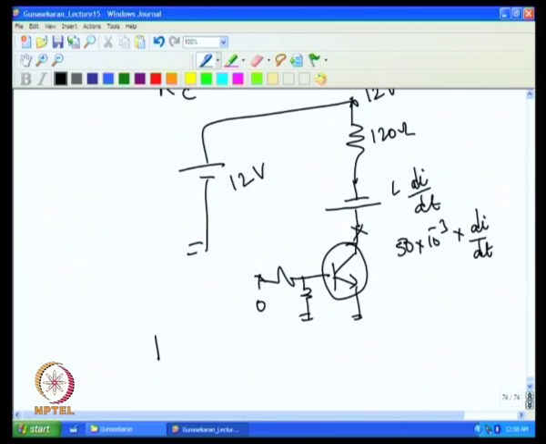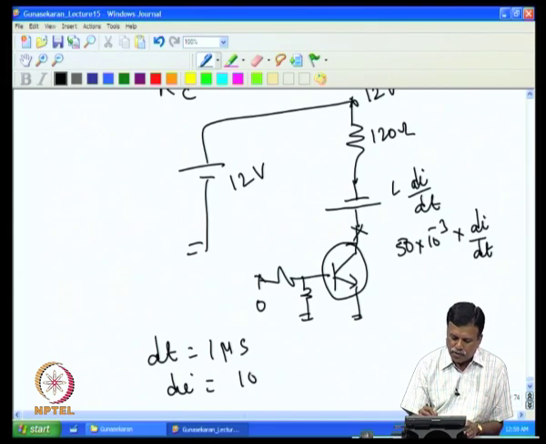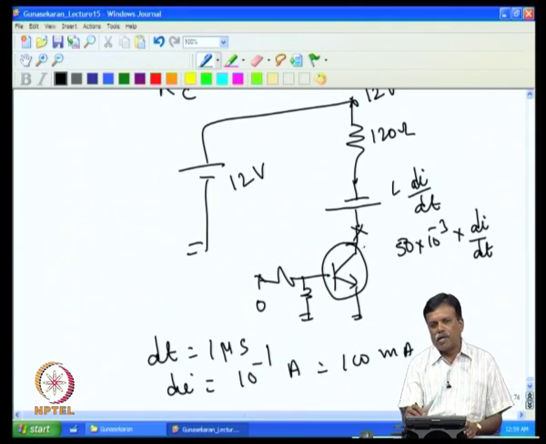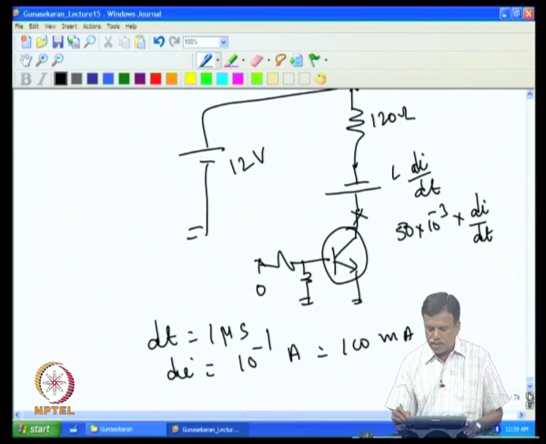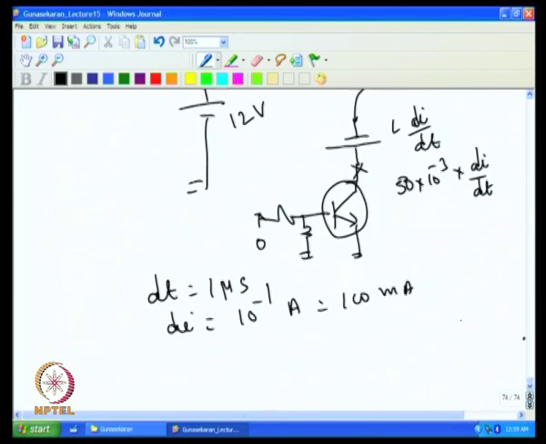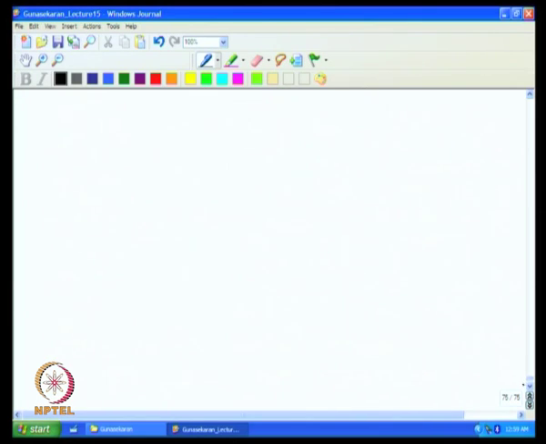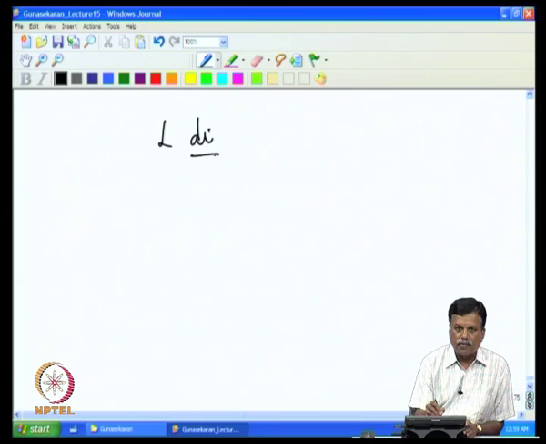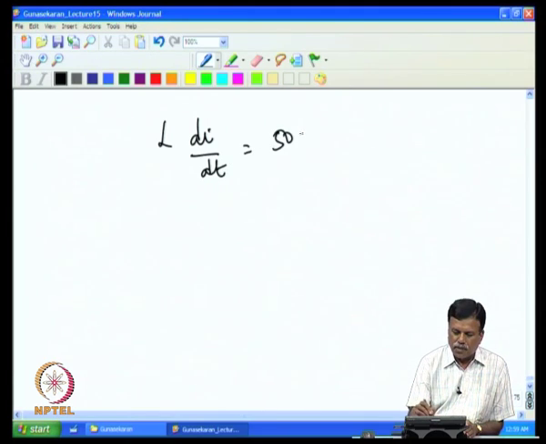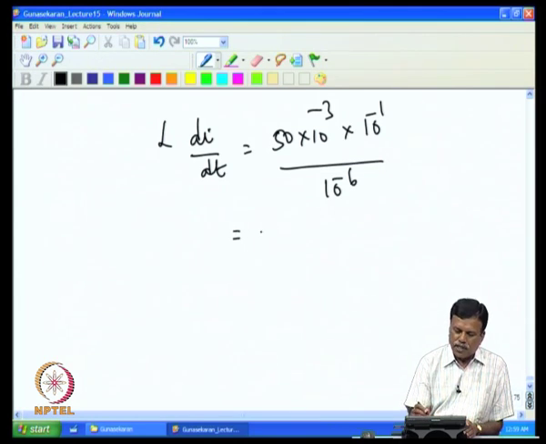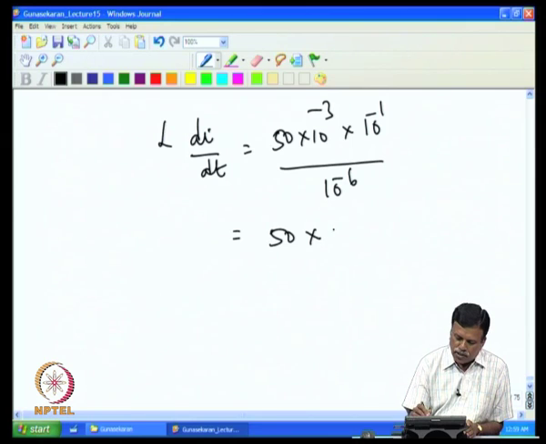So, if the switching off time, that is dt, is 1 microsecond, then the current change is 10 power minus 1 amps, because that is equal to 100 milliamps, because the relay current is 100 milliampere. We are trying to switch off 100 milliampere current in 1 microsecond. So, if you calculate L dI by dt, with 50 milli Henry, a current of 100 milliamps, 10 power minus 1, and dt is 10 power minus 6, that works out to be 500 into 10 power 2, that you will get 5000 volt.